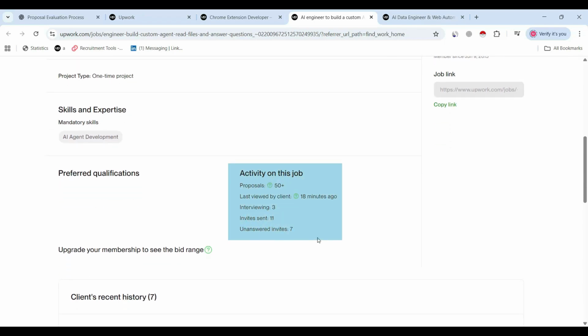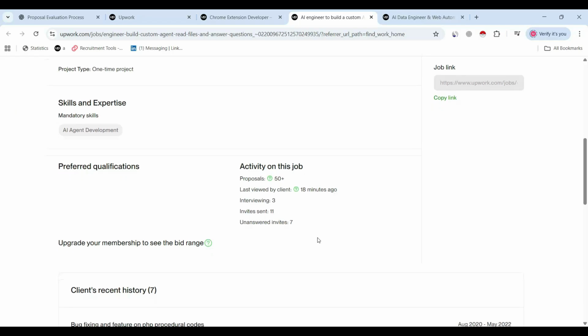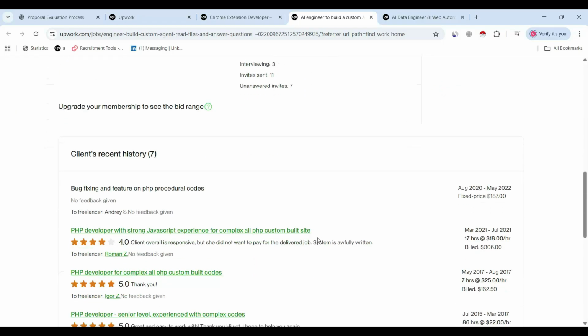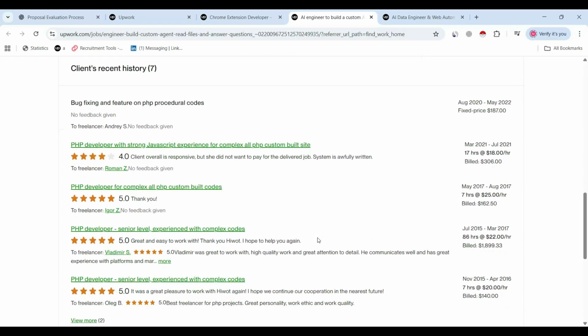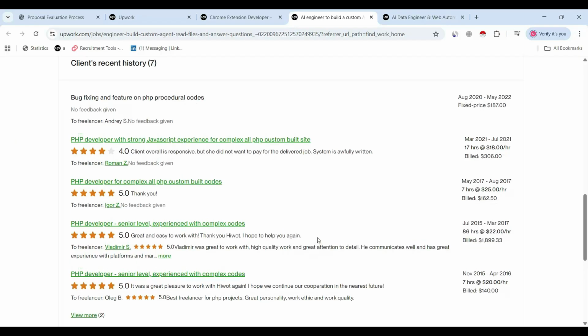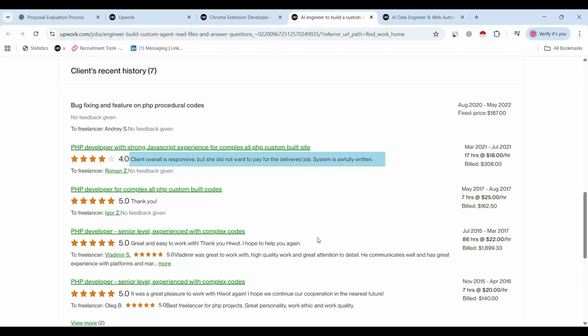The client is active. He reviewed a proposal 18 minutes ago, has interviewed 3 freelancers, sent 11 invites, and 7 freelancers have already responded. If we closely look at the reviews, we can see a mixed pattern. One freelancer even mentioned that the client refused payment, claiming that the requirements were not met, which again points back to the unclear deliverables in the job description.